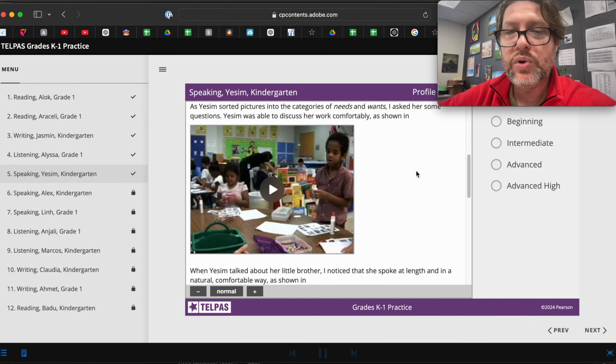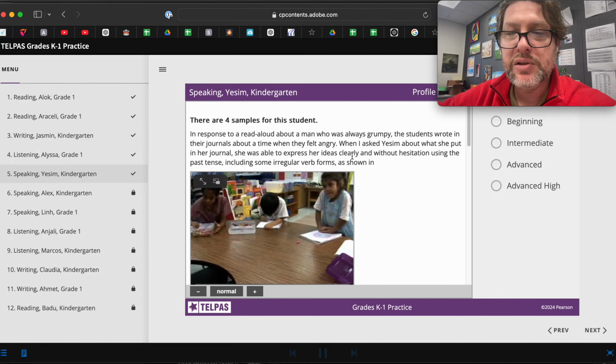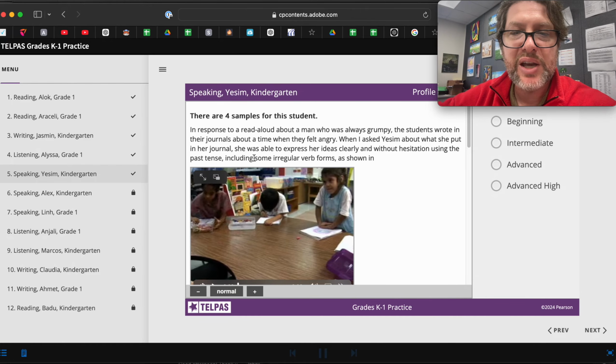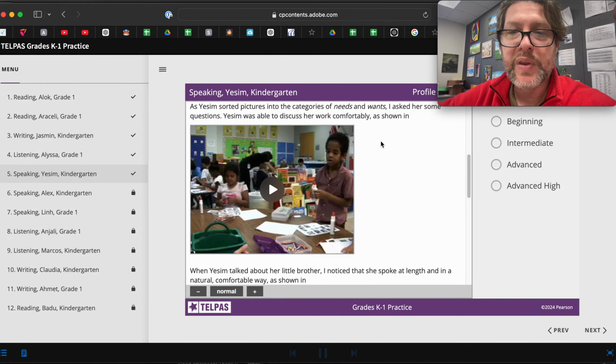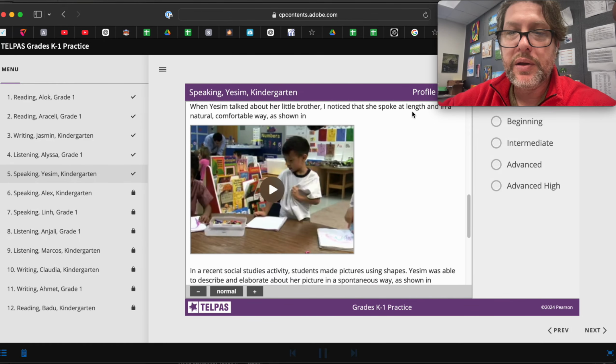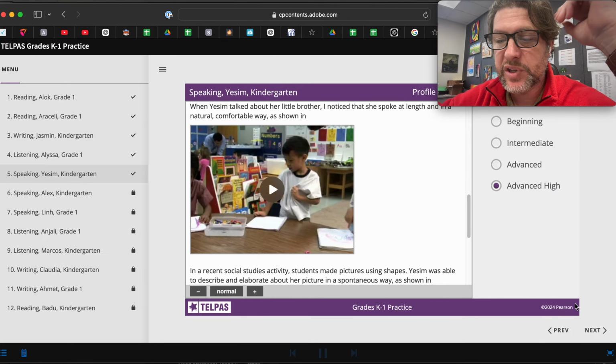So yeah, what do we think? Based on what it's talking about here, here are the key words: express your ideas clearly, without hesitation, using past tense, some irregular verb forms. So this is for kindergartner. Should discuss her work comfortably. No, she spoke at length in a natural, comfortable way. So that tells us everything we need to know. It's going to be advanced high.